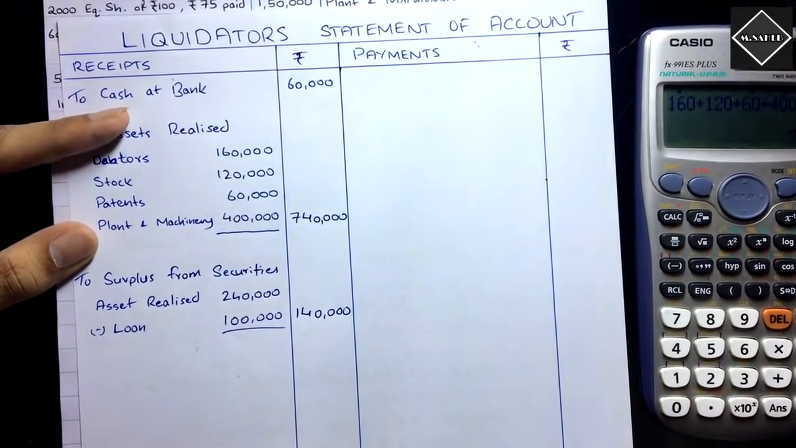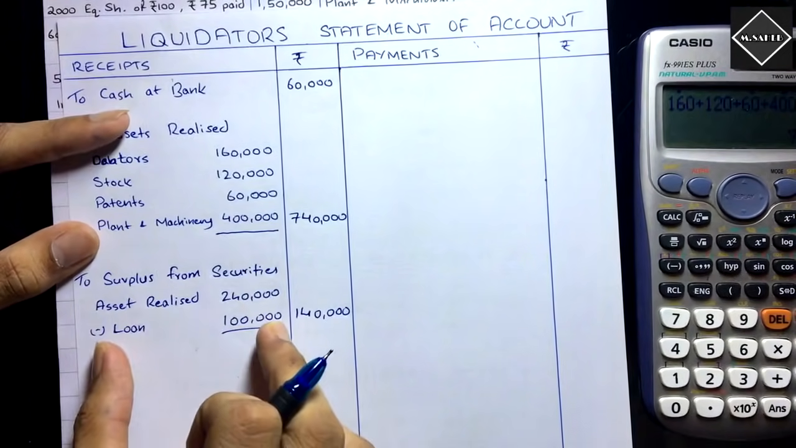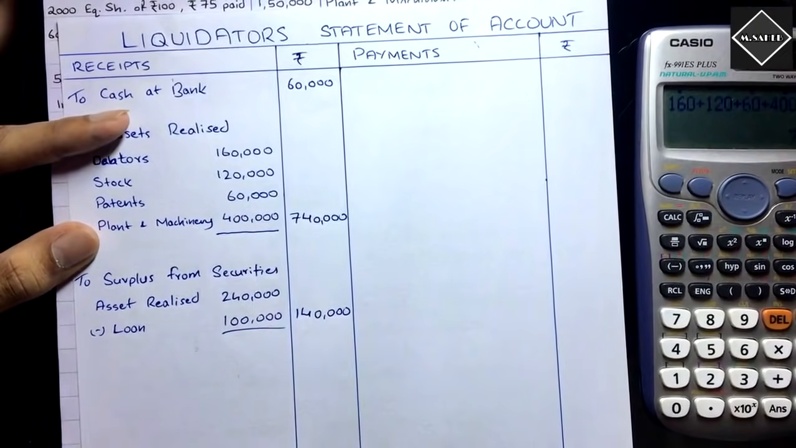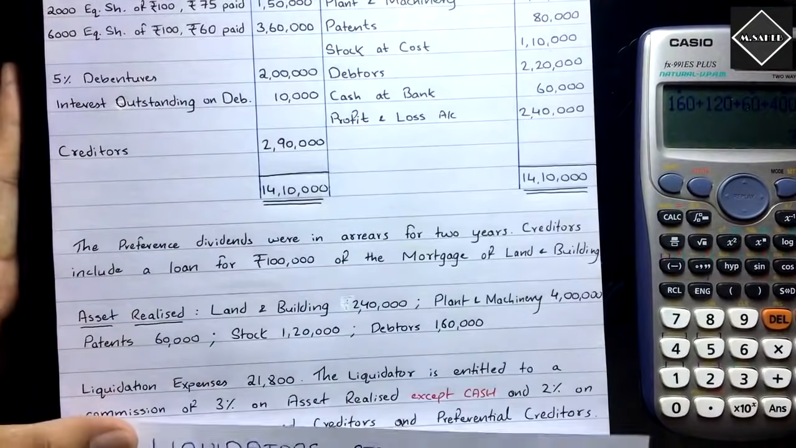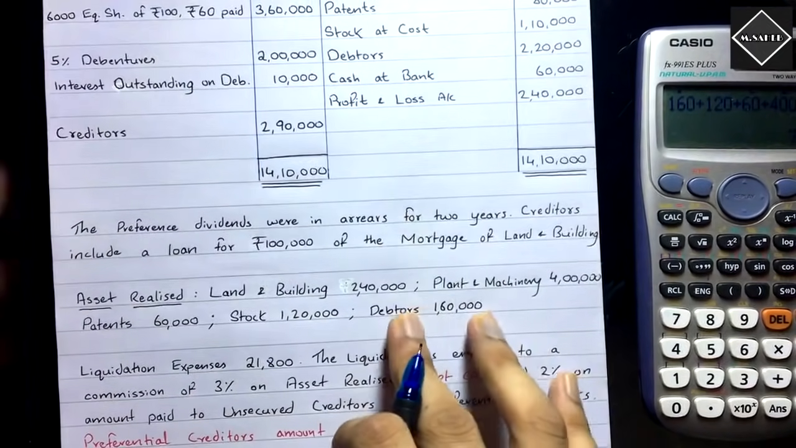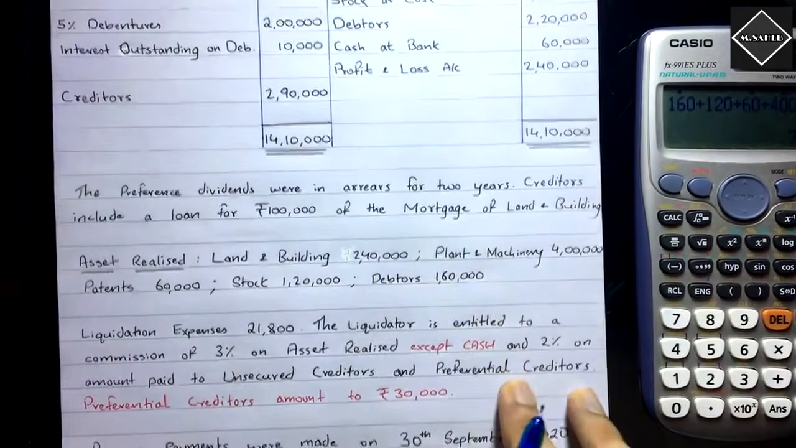Simple. This is how you have to do it, right? Building sold minus the secured loan, that is equal to 1,40,000. You have to take only the surplus. Fine. And then is there any other receipt over here? Check if there's any other receipt. No receipts, right? No receipt at all.